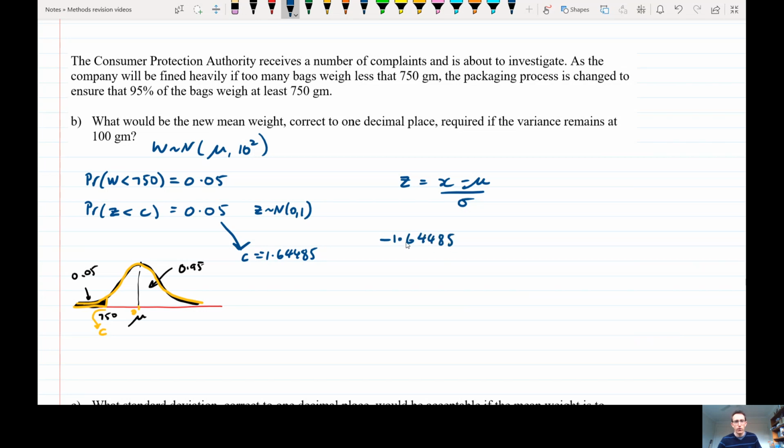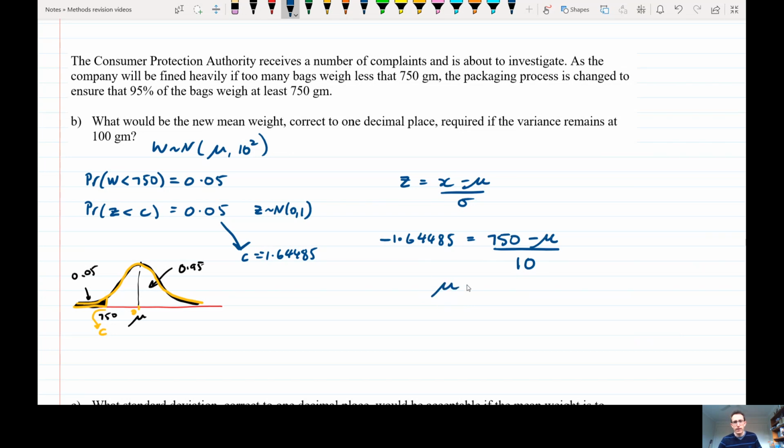It's a good idea to hold all the decimal places to the end. So this is slightly rounded. We'll select the use answer option in a minute on a calculator. This value of X is the value they gave us, which is 750 grams. Mu is what we're trying to find, and standard deviation we know is 10, because the variance was 100, square root is your standard deviation.